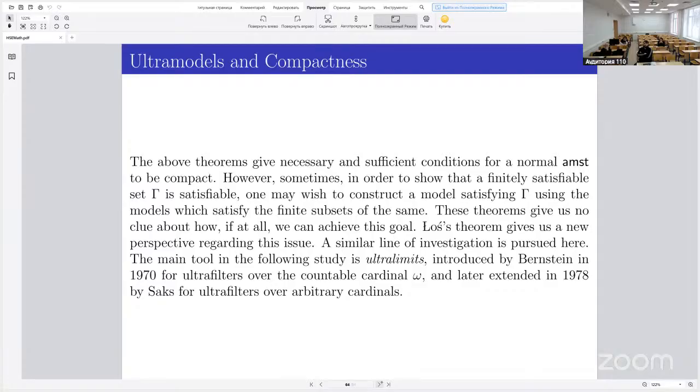Łoś's theorem gives us a new perspective regarding this issue. A similar line of investigation is pursued here. The main tool in the following study is that of ultralimits, introduced by Bernstein in 1970 for ultrafilters over countable ordinals, and later extended in 1978 by Sachs for ultrafilters over arbitrary cardinals. The presentation of this, however, does not depend on those papers. They depend on Isaac Goldbring's paper and book, Ultrafilters over Metric Structures, because he does not mention anything about cardinals, just talks about arbitrary sets.